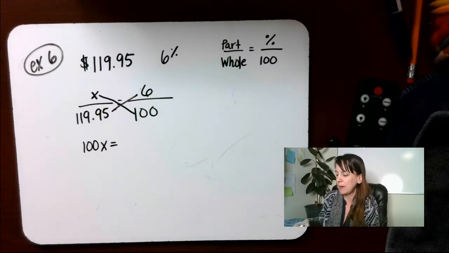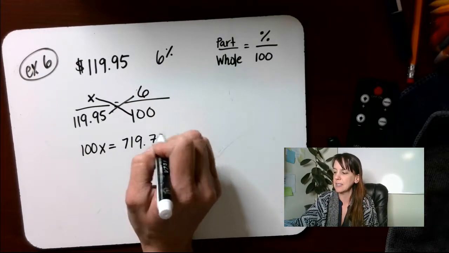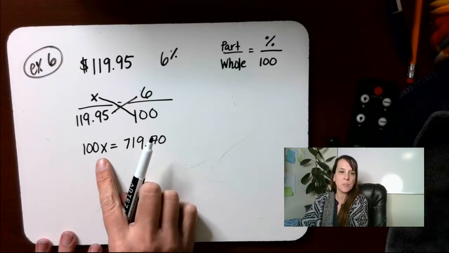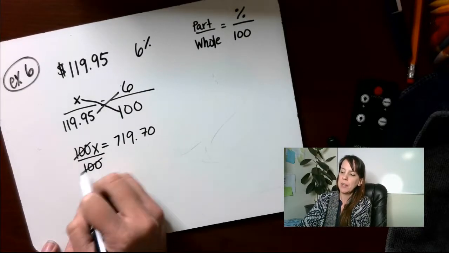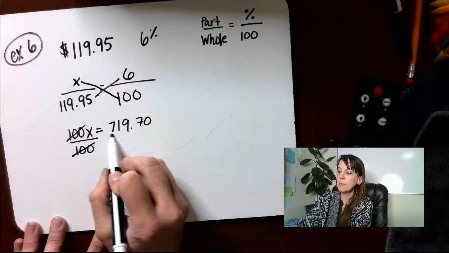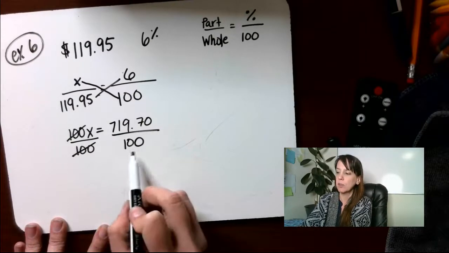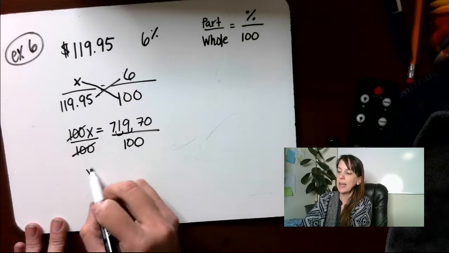And quite honestly, I'm okay if you round to 120, but let's do it. I won't give you one like this on a test without a calculator. So if we multiply those two things, I get 719.70. Now to get that x by itself, we're currently multiplying. The opposite of multiply is divide. Divide that by 100, divide that by 100. What I do to one side, I must do to the other. Dividing by 100 is just moving the decimal over 1, 2 spots.